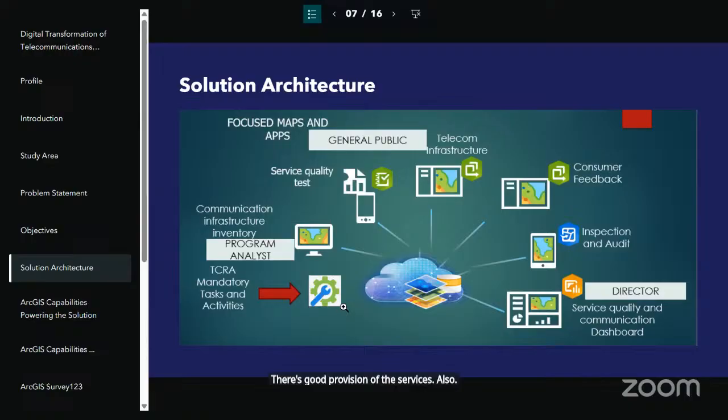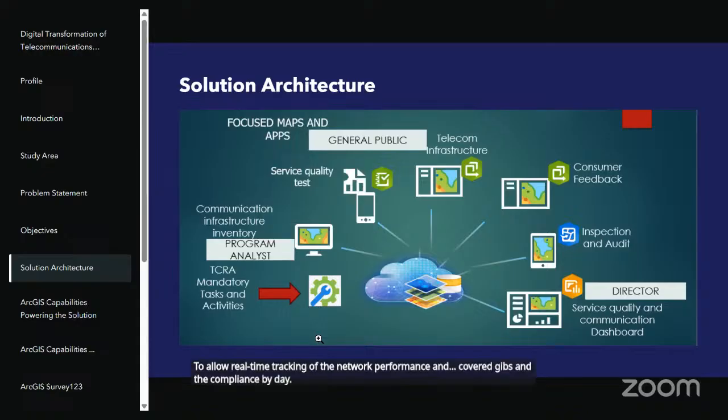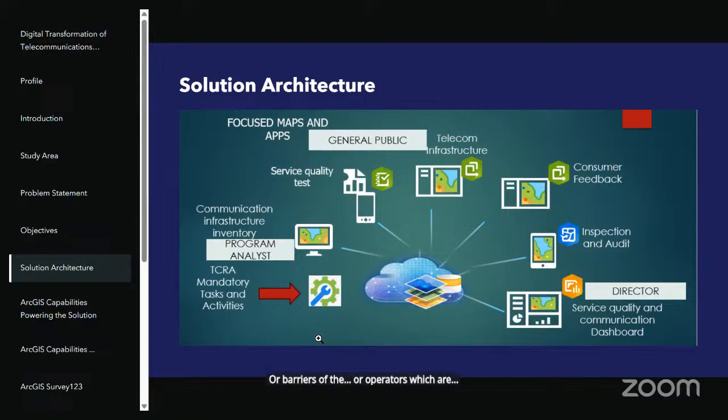Also, service quality teams could use the focused map, they could use Survey 123 and Field Maps for conducting inspections and see the performance and the compliance of the provision of the services, thus providing feedback which could help the system to allow real-time tracking of the network performance and coverage gaps and the compliance by the operators which are in question to provide the communication services.